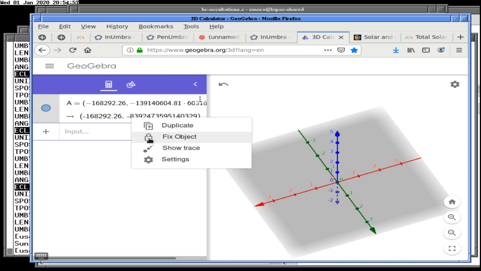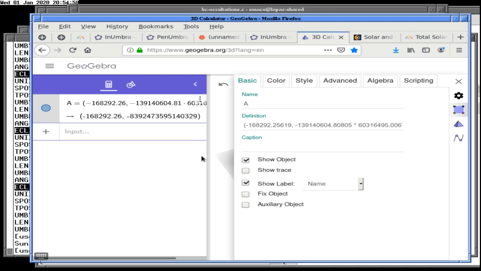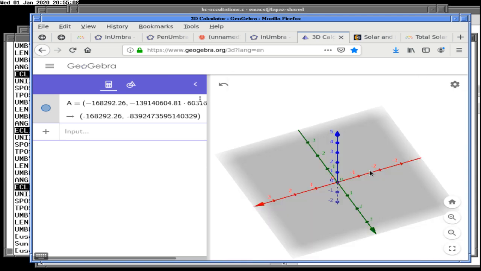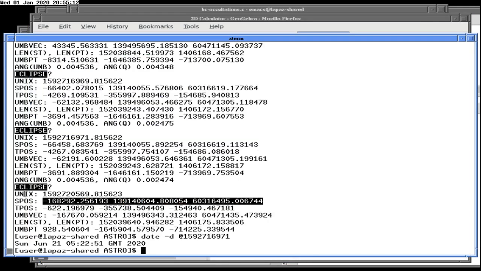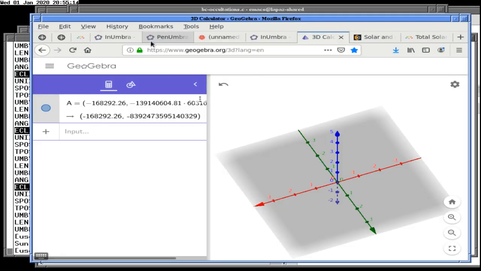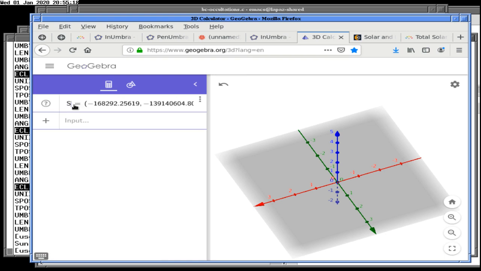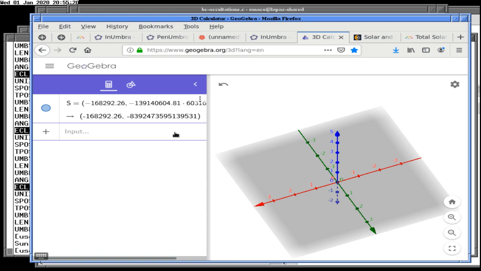Settings. Oh, wow, this is nice. So I guess what I need to do is change my axis. Which object is this? This is S, this is the sun. Oh. I'm just curious if it can do this. Let's see.